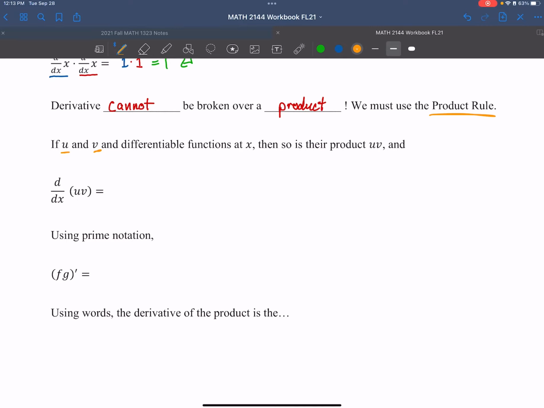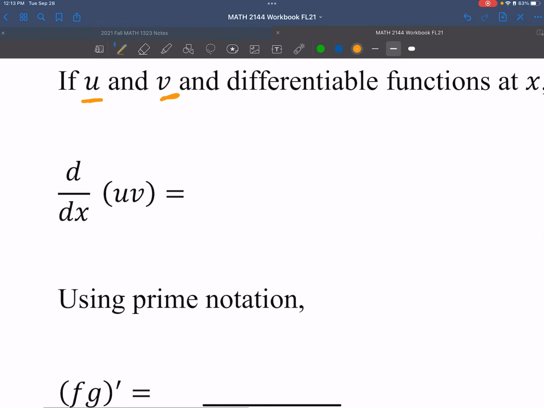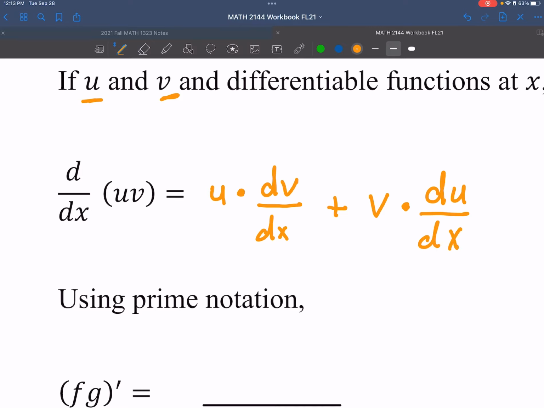Their product is also differentiable, and let me zoom in here. The derivative of u times v is going to be u times the derivative of v with respect to x, plus v times the derivative of u with respect to x. So you're going to take each combination. Essentially, you'll write down u, multiply it by the derivative of v. Then you add to that, write down v, multiply it by the derivative of u.